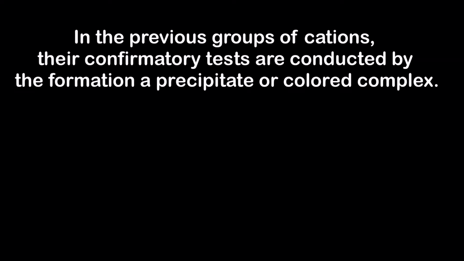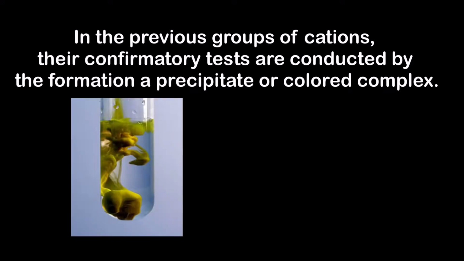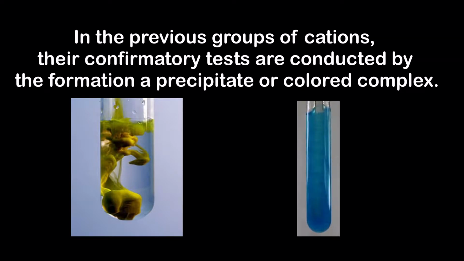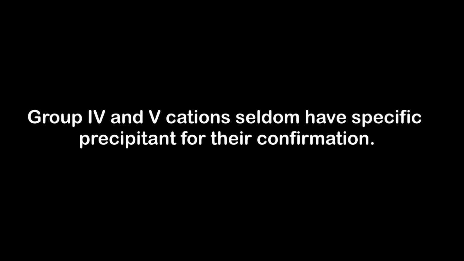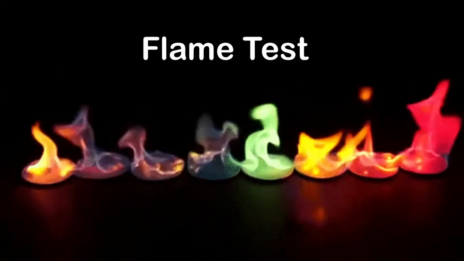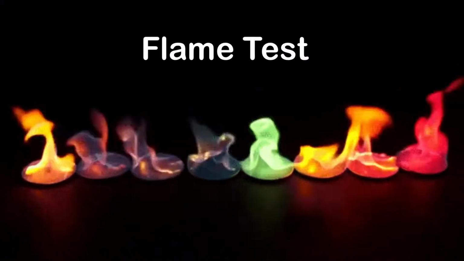Recall in the past experiments that the previous groups of cations are confirmed through the formation of colored precipitates, such as in the case of plumbous ion, or the formation of a colored complex, such as in the case of copper ion. On the other hand, group 4 and group 5 cations seldom have specific precipitant for their confirmation. For these reasons, we will be utilizing the flame test.